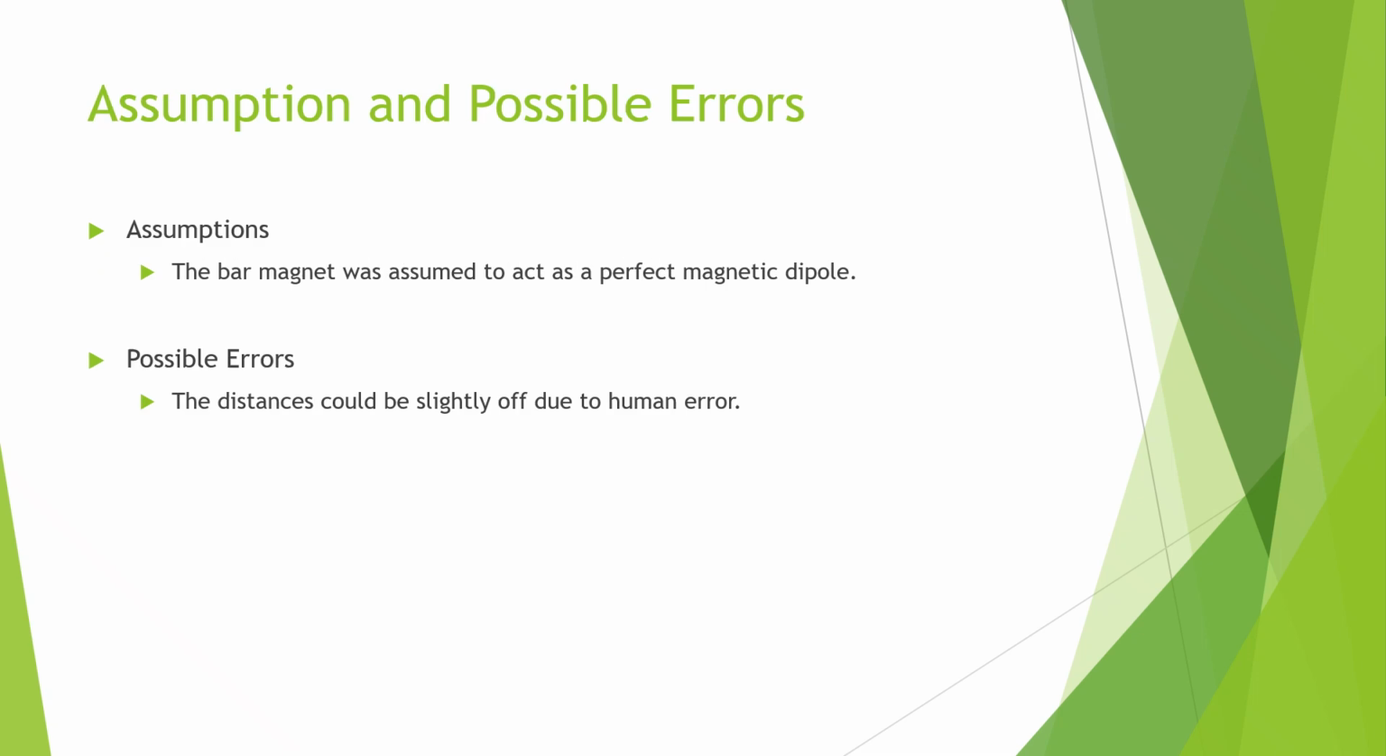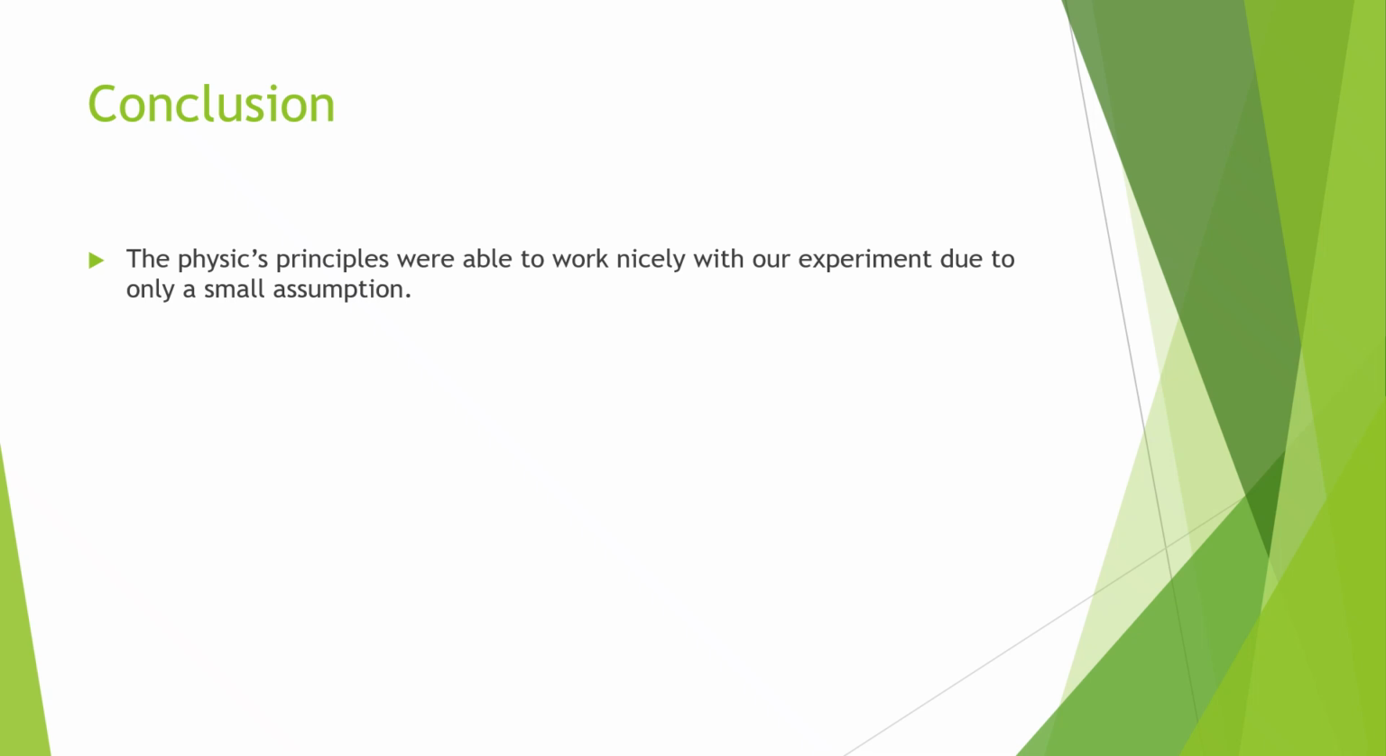Assumptions and possible errors. Assumptions. The bar magnet was assumed to act as a perfect magnetic dipole, and a possible error was the distances could be slightly off due to human error. In conclusion, the physics principles were able to work nicely with our experiment due to only a small assumption, which was the bar magnet being the same as a dipole.